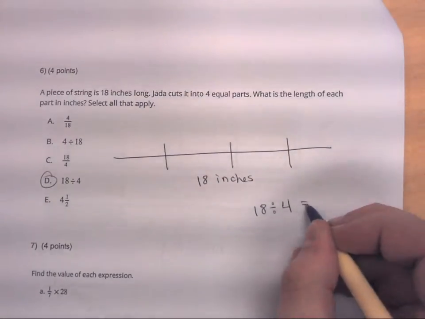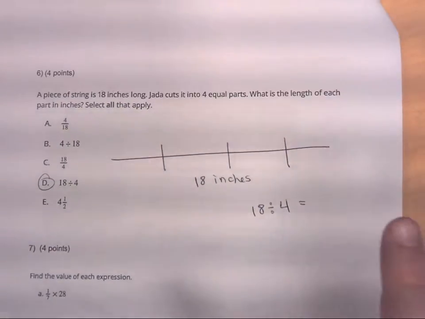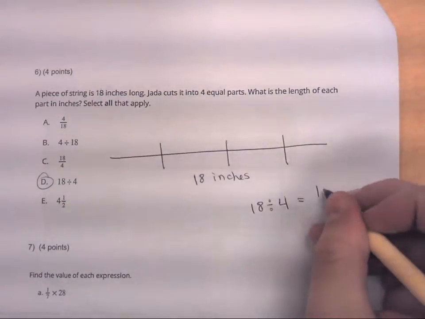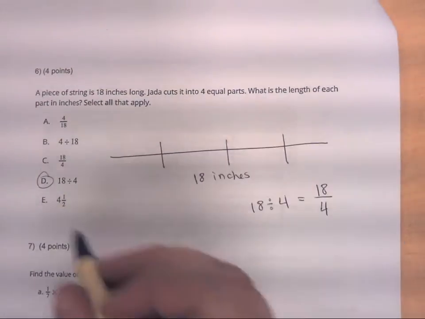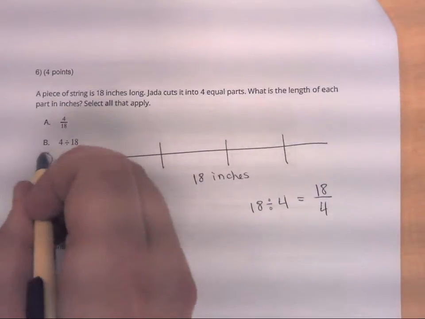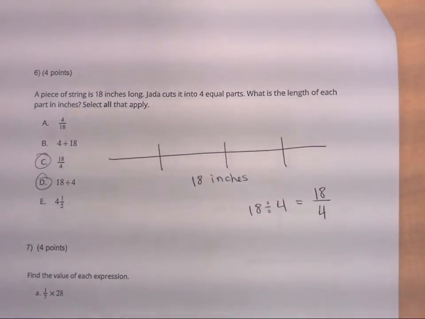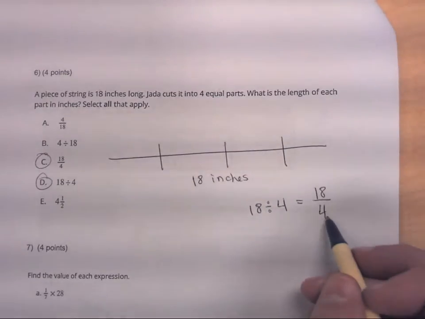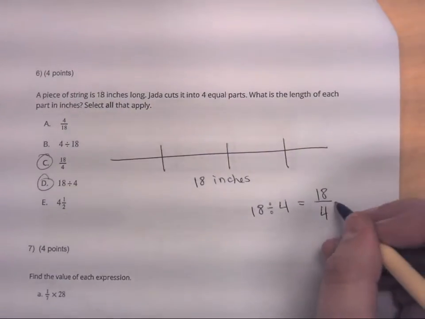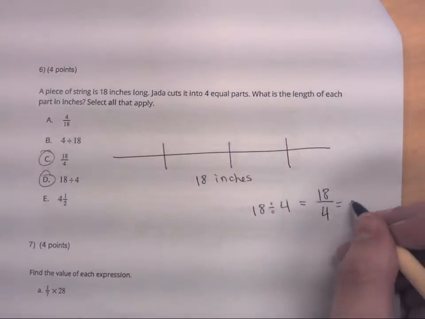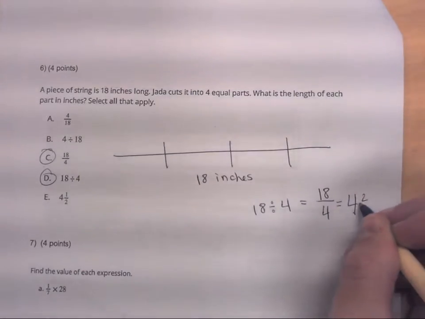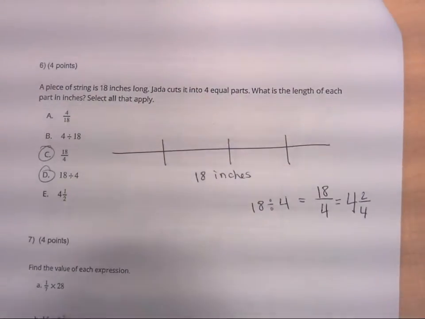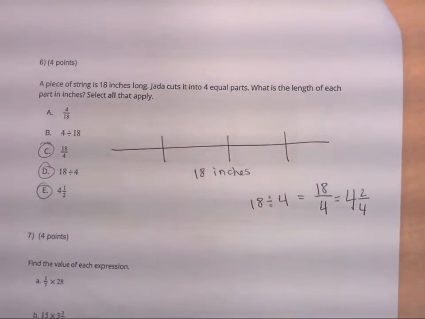Now, we can represent all division problems as fractions and vice versa. So 18 divided by 4 as a fraction is 18 fourths, and we see that's an answer choice here in C. Now, the value of 18 divided by 4, or 18 fourths, is equal to 4 and 2 fourths, which is equivalent to 4 and 1/2.